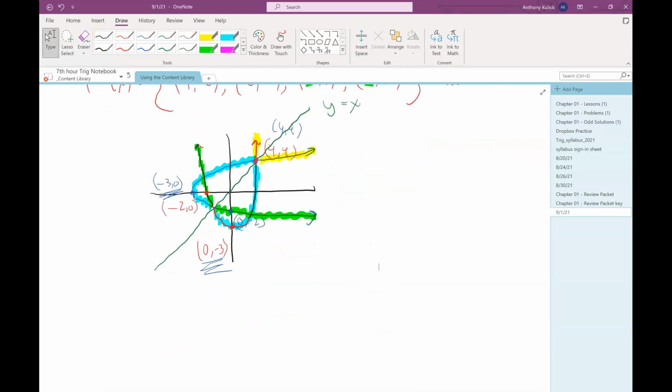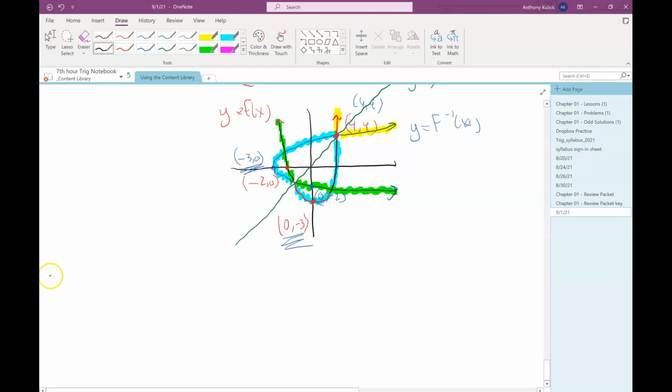So again, if we look at this one, f inverse, is that a function? That sideways parabola, is that a function? No, right? Why not? Fails the vertical line test. Very good.